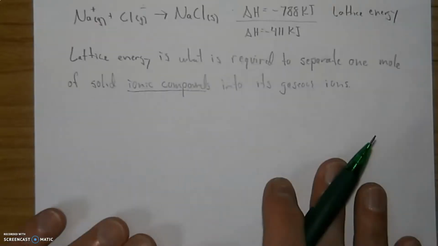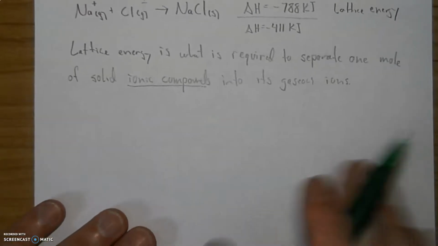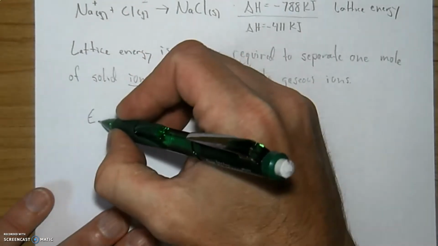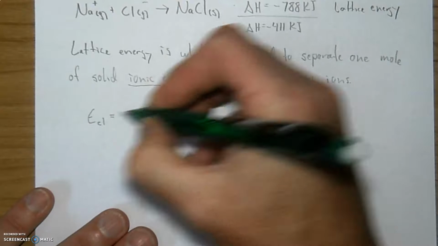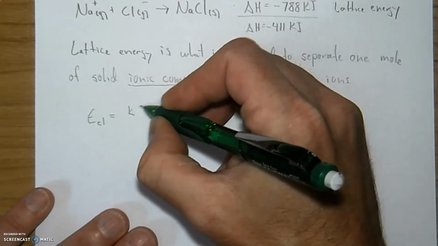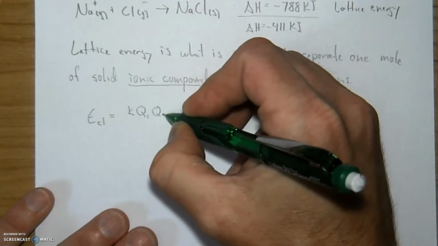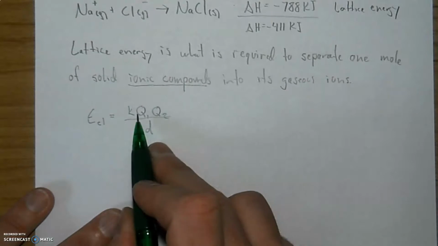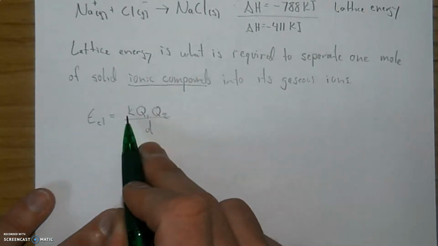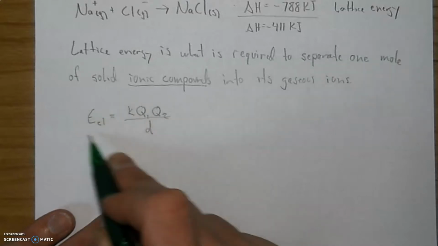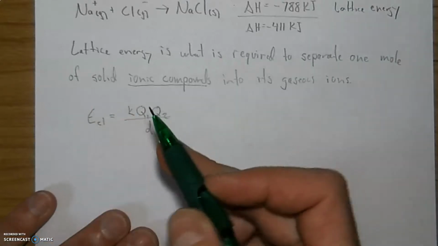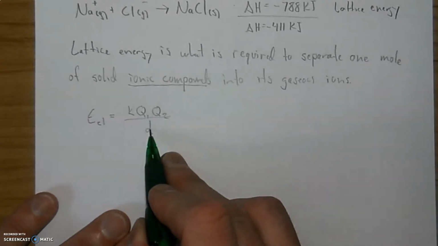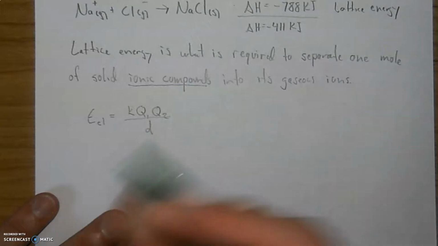Okay, now as long as we're talking about this, let's keep digging in a little bit more. We mentioned this formula a while ago, and it's coming back around. It was Coulomb's law. Remember, these are the charges of the ions. K is a constant. We don't need to worry about this. This is the electrostatic potential energy of these ions coming together. This is the distance between them based on their averages, their radius.